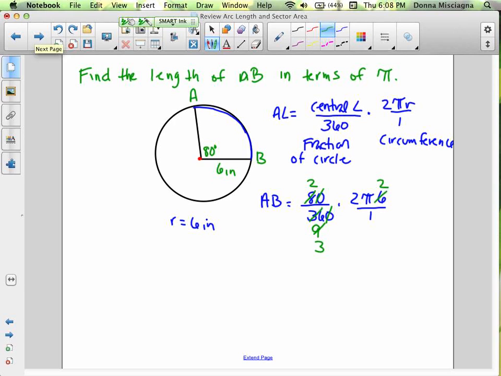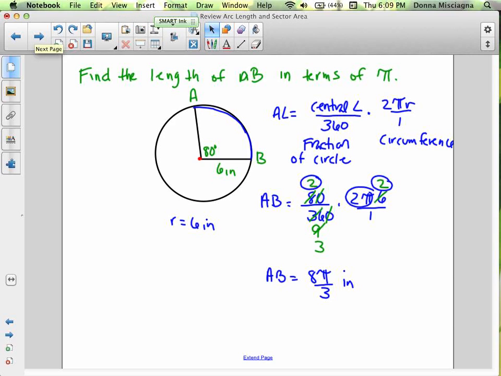All right, so we'll just multiply in the numerator. We've got a 2, a 2 pi, and a 2. So that would be 2 times 2 times 2. That's 8 pi thirds inches. And that's it. That's all there is to this one. 2 down, 3 to go.